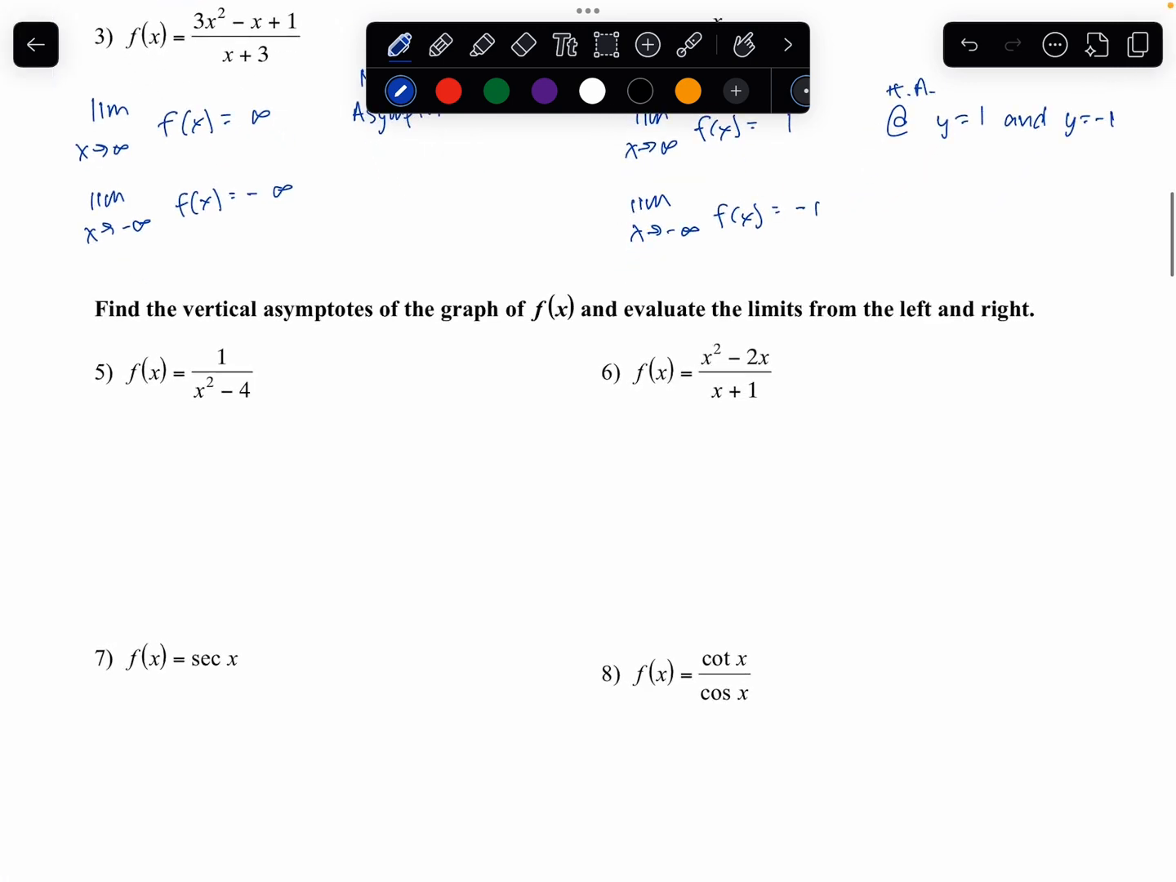Vertical asymptotes. Find the vertical asymptotes of the graph of f of x and evaluate the limits from the left and from the right.